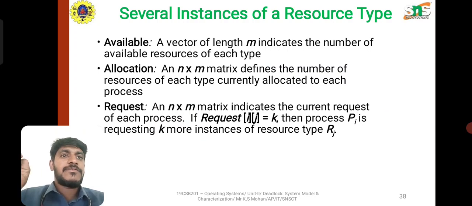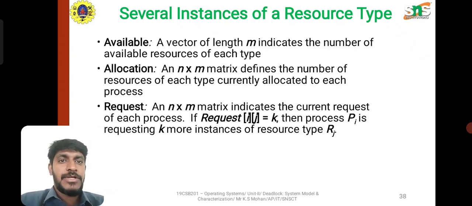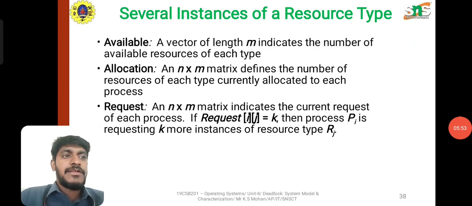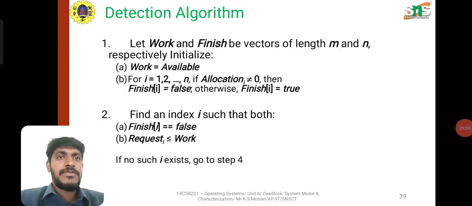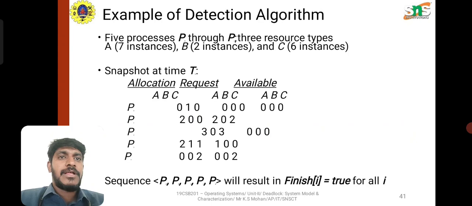For several instances of a resource type, we have available, allocation and request. Available is a vector of length m indicating the number of available resources of each type. Allocation is an n by m matrix defining the number of resources of each type currently allocated to each process. Then we have the detection algorithm and other processes.